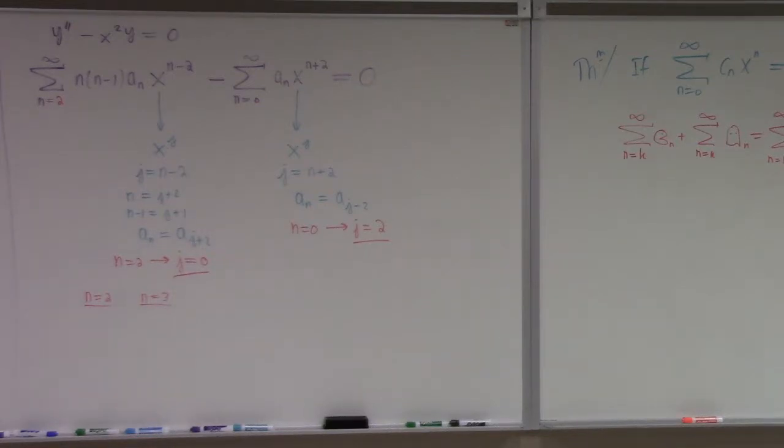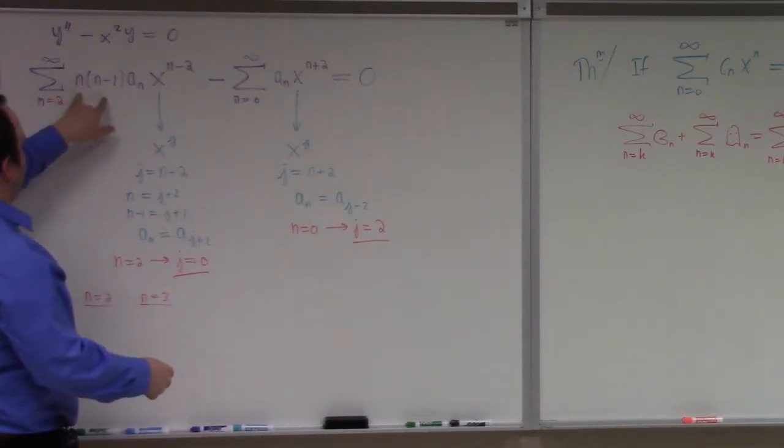Excuse me, j equals, I can't do math. J equals 2 and j equals, no. J equals 0, j equals 1. Thank you. Good grief. What's wrong with me? So many things. Let's see here.